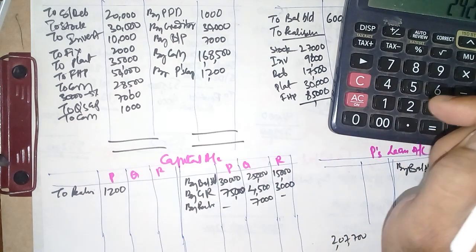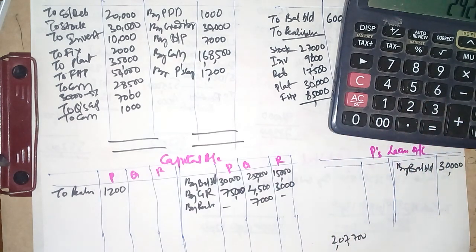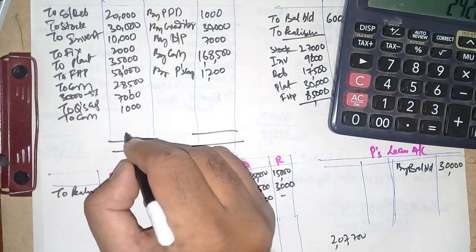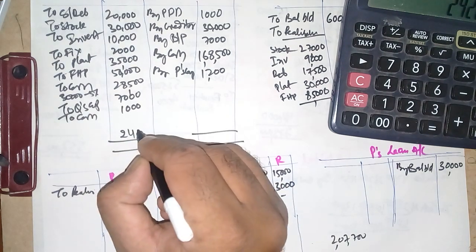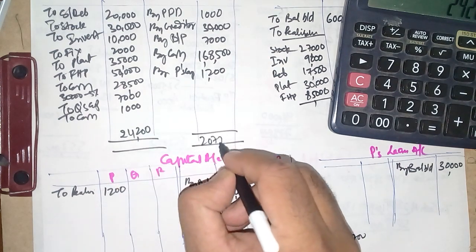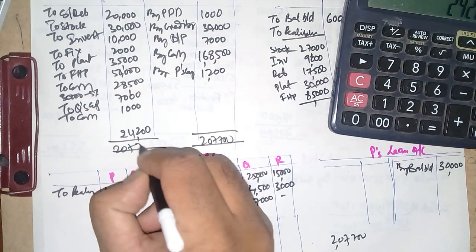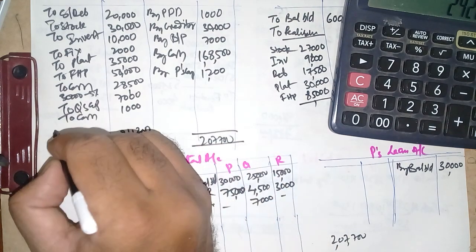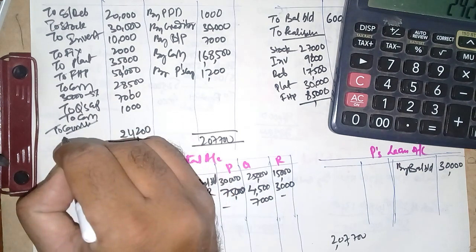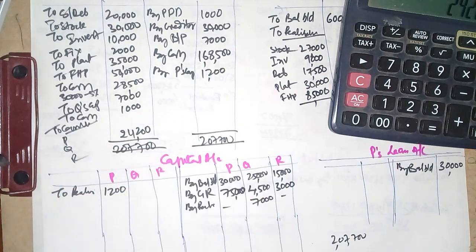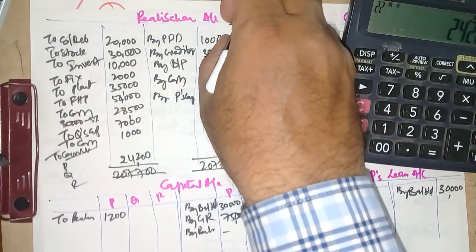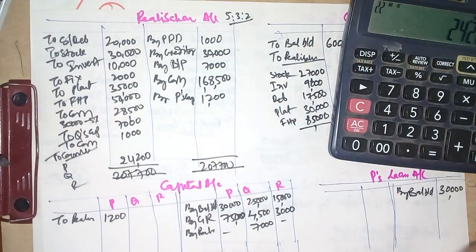So we are getting 24,200 as the balancing figure on the debit side. Hence, it is a realization profit in this question, 24,200. The summation is 2,07,700 on both sides. Now this should be transferred to the capital accounts, to capital of P, Q, R. In which proportion? Their profit sharing ratio is 5:3:2.